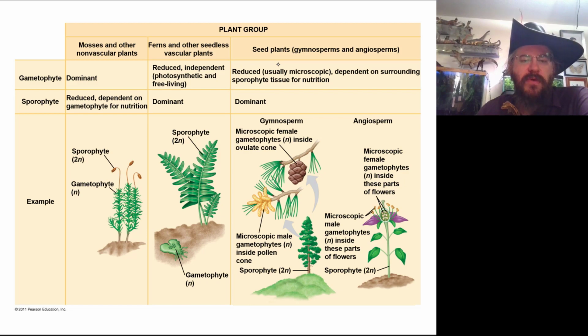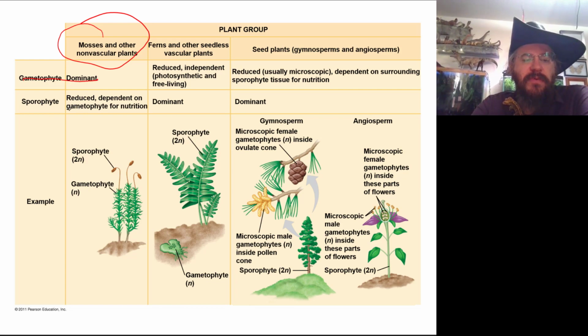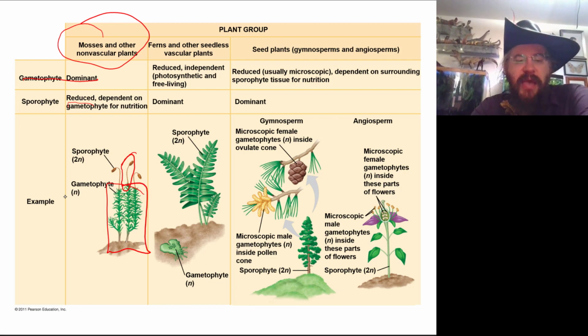So, quick review of the plant groups and some basics about them. The mosses and the other non-vascular plants were gametophyte dominant. Their sporophyte was reduced and dependent on the parent plant for nutrition. So all the green stuff was haploid gametophyte, and the diploid sporophyte was this highly reduced structure.